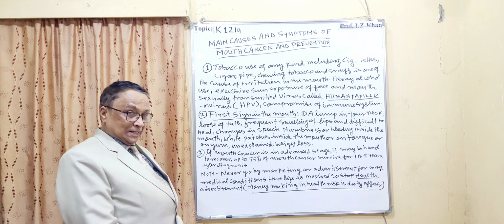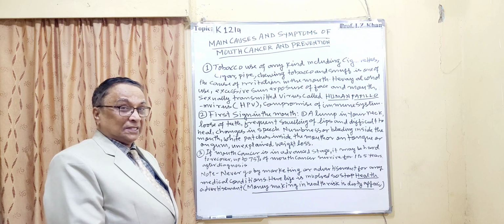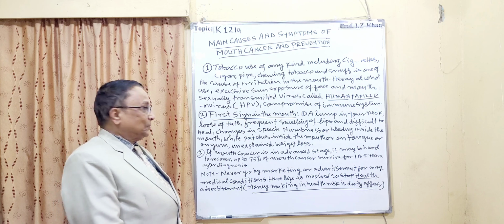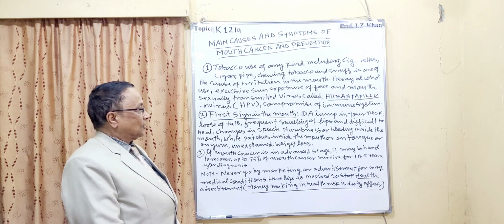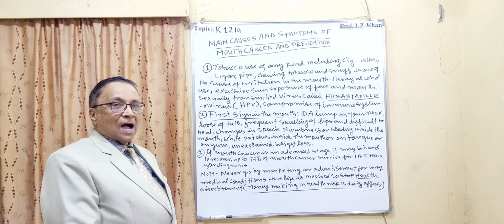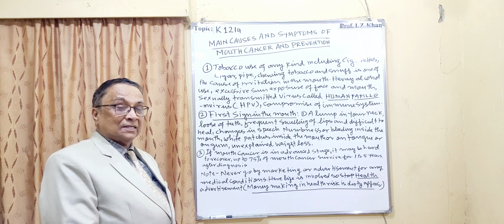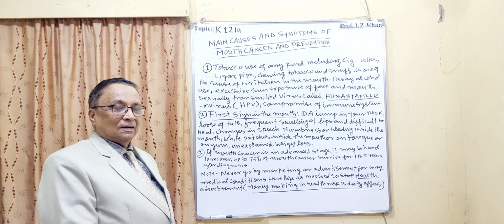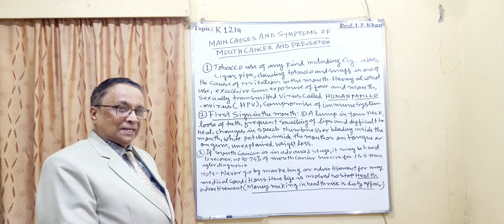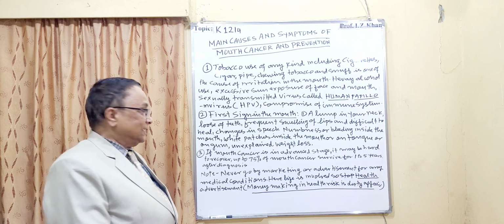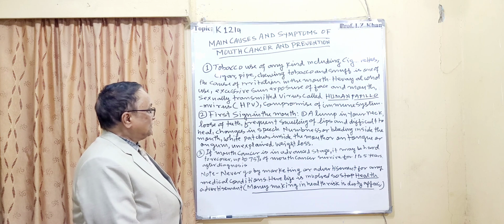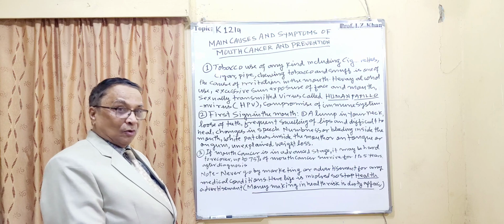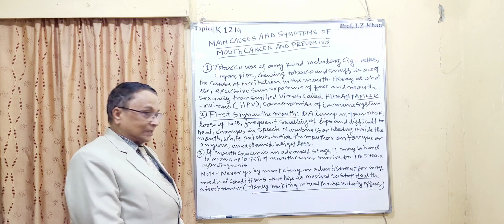Then changes in the speech. I told you that your vocal frequency will change because your tongue and all this will not be in a normal place. Numbness or bleeding inside the mouth. Inside the mouth sometimes you will feel numbness, and from the gum or teeth side there will be bleeding without reason. That bleeding means it is a sign. White patches inside the mouth or on the tongue or on the gum. I have already told you all this. And then unexplained weight loss.